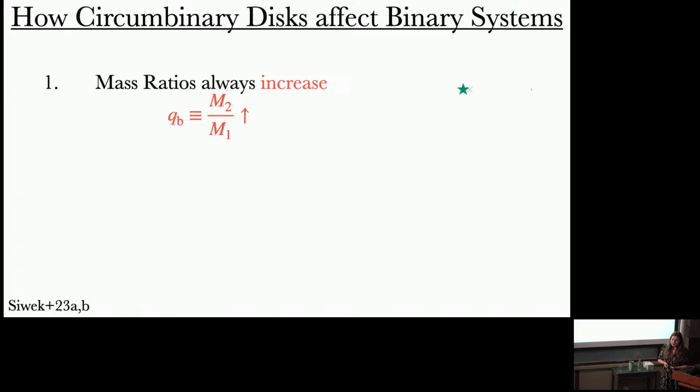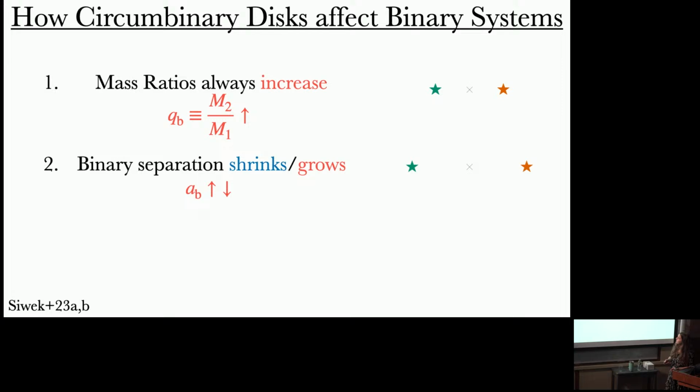So the results were divided into 2 papers, but I think we can sum them up in 3 points. So we found that the mass ratio of the system always increases when a binary is immersed in a circumbinary disk. And what that means is that the primary and the secondary mass essentially move towards the same value. So eventually, we always end up with a mass ratio equal to 1.